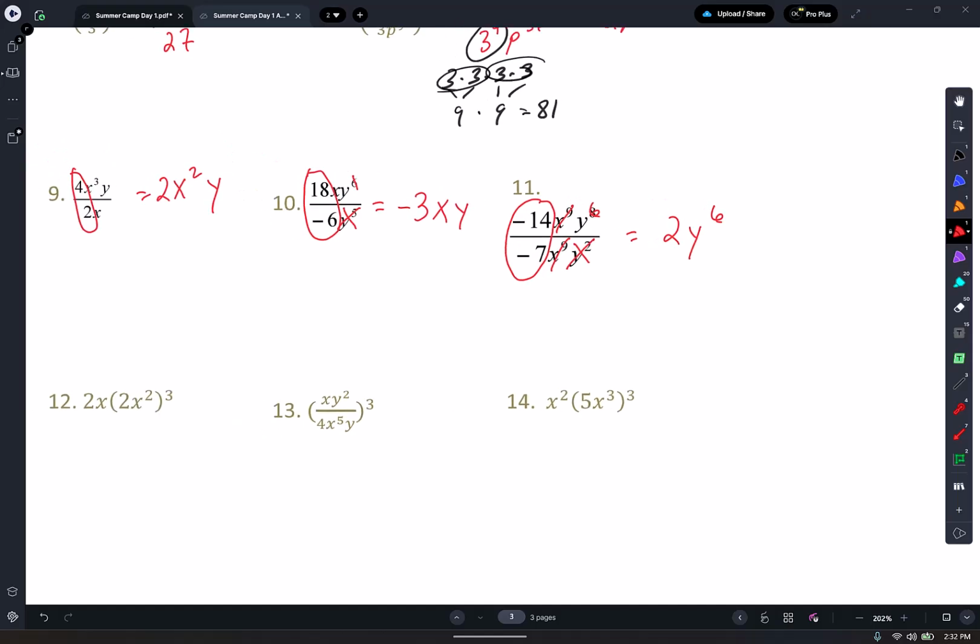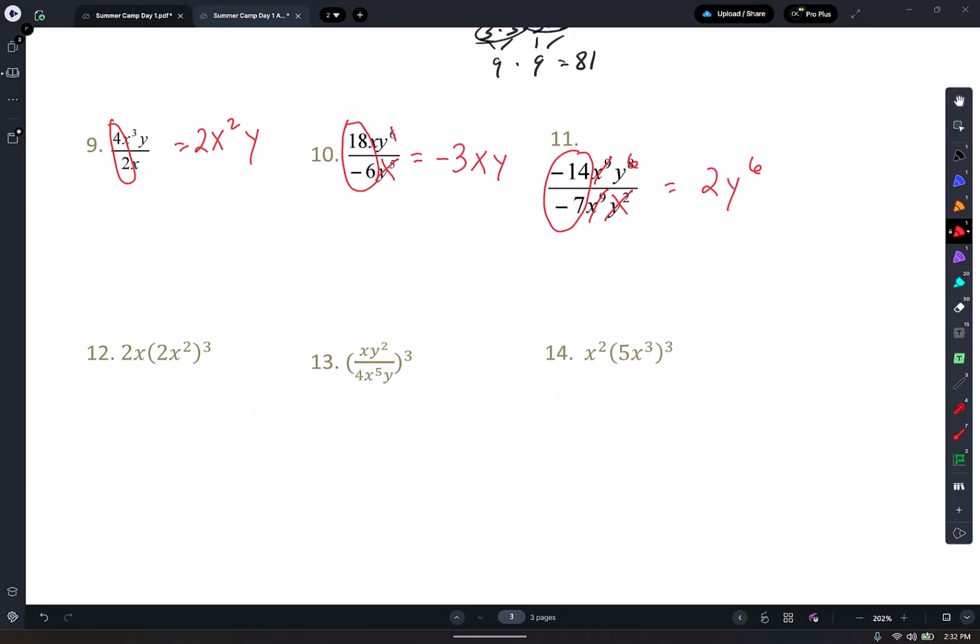Good job, guys. Good job. All right, last 3. Here we go. First, work on this one with the parentheses. So this 2x is that 2x, in parentheses. I'm raising to the 3rd power. So 2 to the 3rd power. 2 times 2 is 4. 4 times 2 is 8. And then x squared raised to the 3rd power, that's going to be x to the 6.